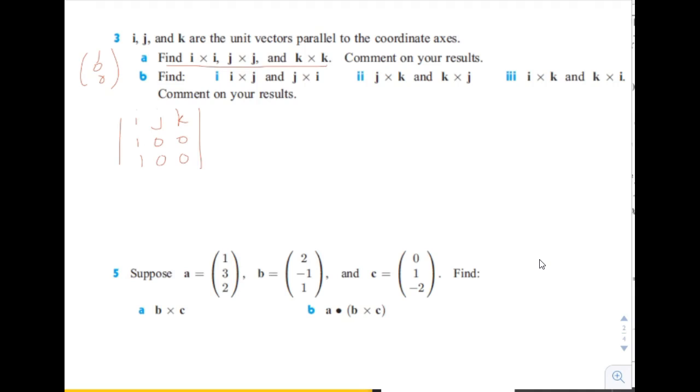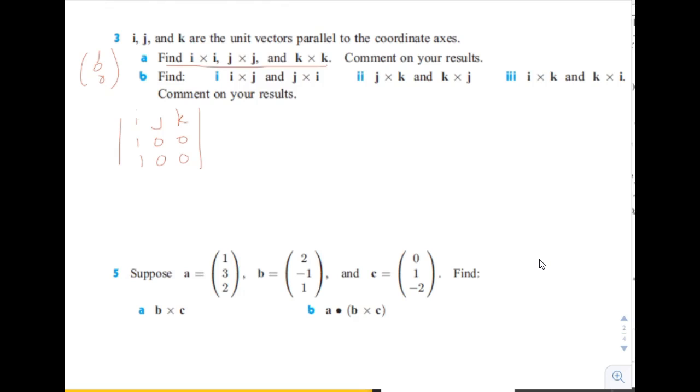And you can see that when you figure out the I component, you're just left with zeros to make the determinant. So the determinant is going to be 0, right? And then when you find the J component, you're going to have 1 times 0 and 0 times 1 to form your determinant. You're also going to get 0, right? And then the K component, same thing's going to happen: 1 times 0 minus 0 times 1. So you're going to get 0 for all your components.